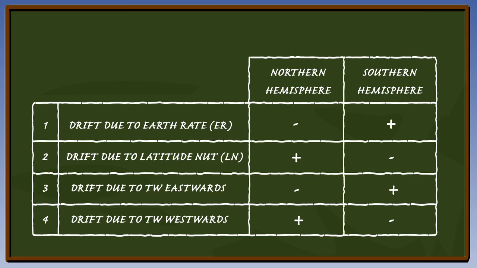Transport wander in a westerly direction will produce an error which will be opposite to earth rotation or earth rate, so the sign must be plus in the northern hemisphere and minus in the southern hemisphere. We now have all the signs we need, so let's have a look at some typical drift rate questions.